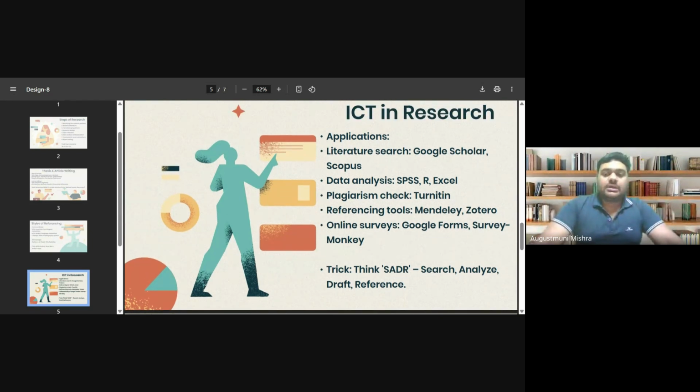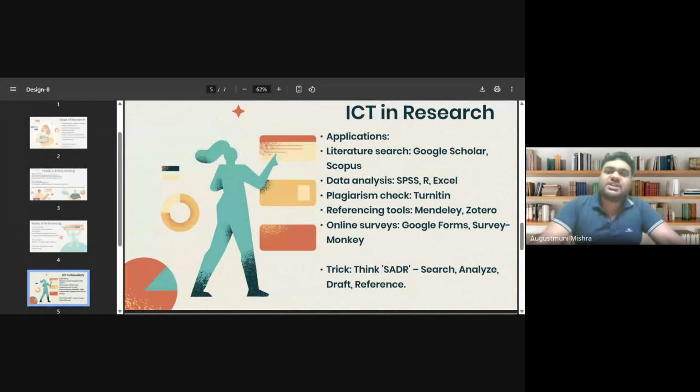That is ICT in research. How we are using information and communication technology in research. Whenever you are using the internet or computers, that comes under ICT. So whenever we talk about ICT, you work on applications.